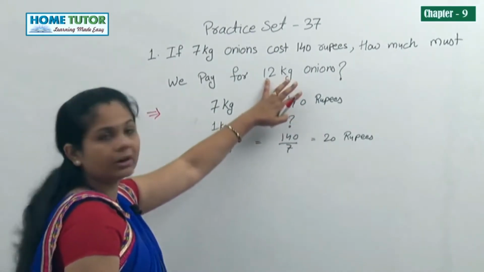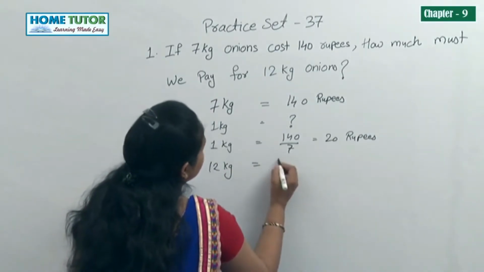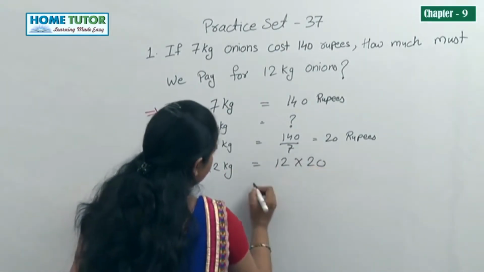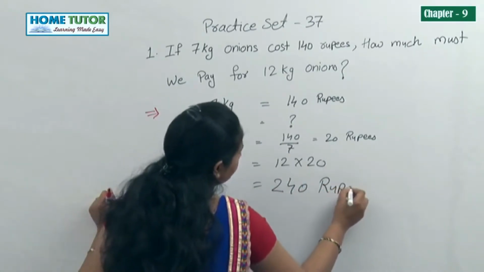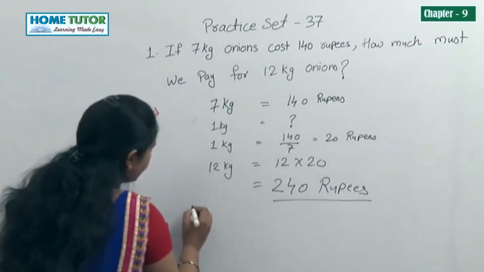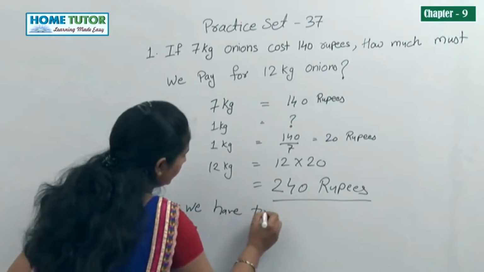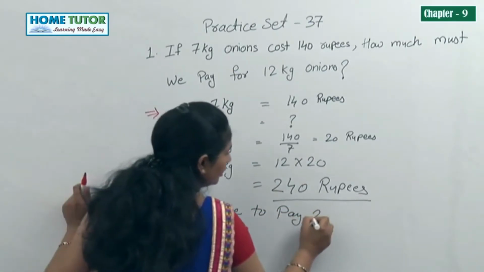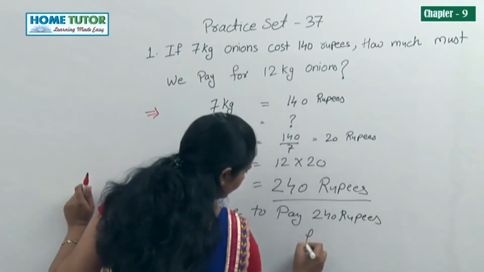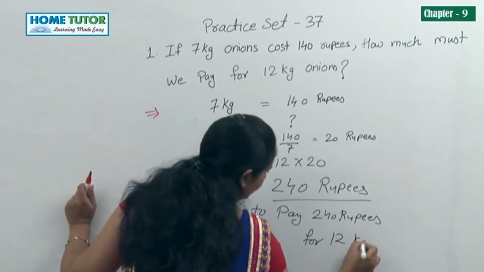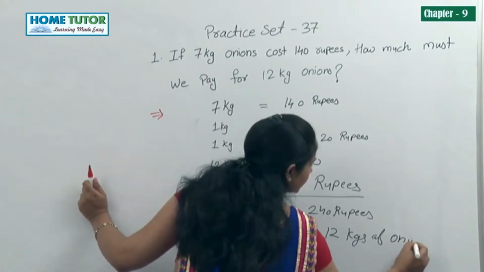So I can find for 12 kgs. So 12 kg is equals to 12 multiplied by 20. That is equals to 240 rupees. I can write, we have to pay 240 rupees for 12 kgs of onions.